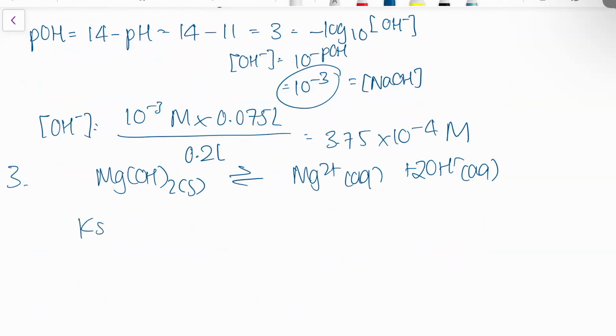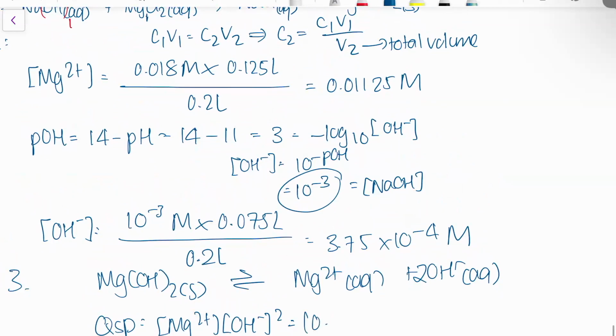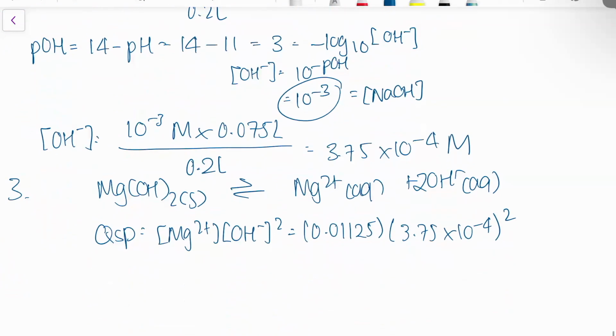So I'm calculating Qsp actually. Well, it has the same expression, but I'm calculating Qsp. What's the expression for Qsp? Mg2+ and then OH minus all squared. Yes, OH minus all squared. So now I can sub my numbers in. Mg2+, I got 0.01125. I got 3.75 times 10 to the minus 4, squared. So what is Qsp equal to?